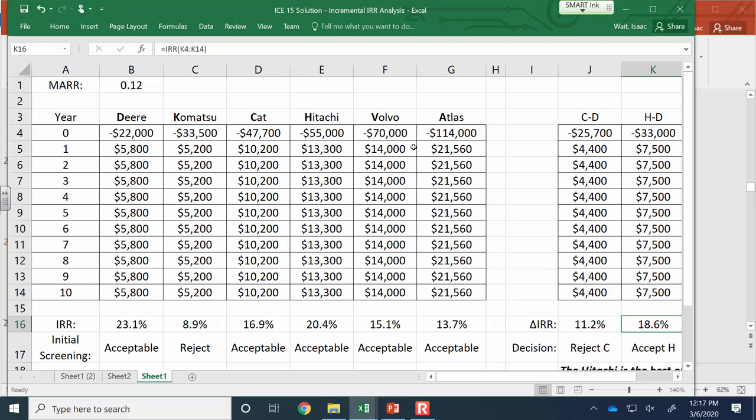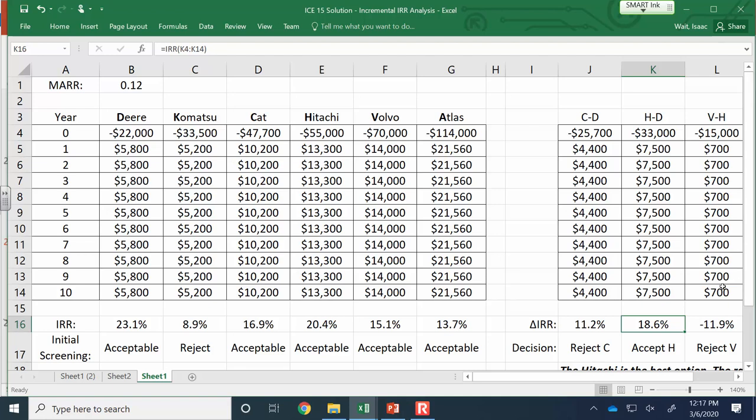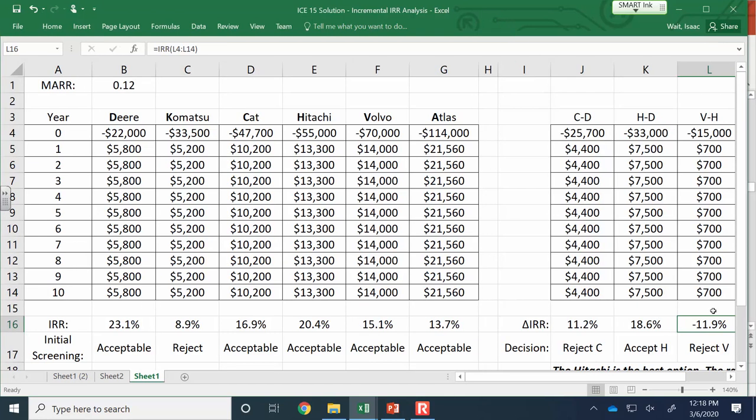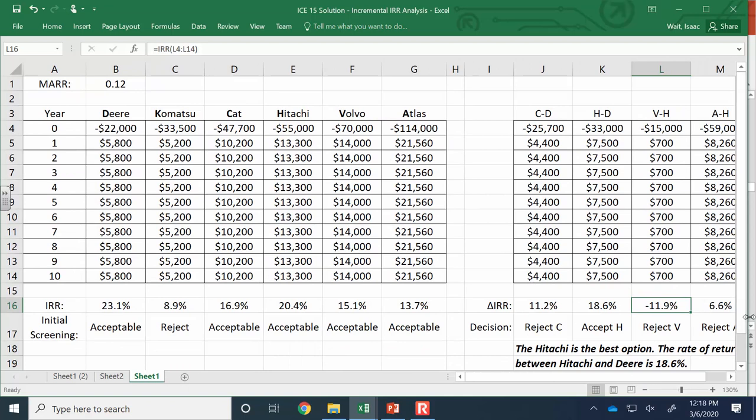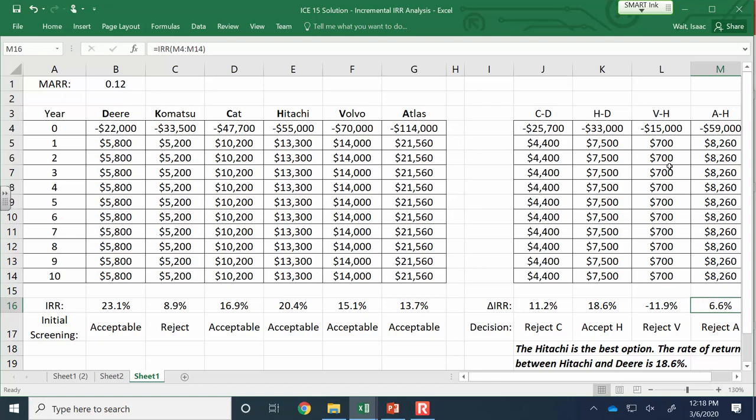So now we want to find out, can Volvo replace Hitachi? So we have the V versus H comparison. The incremental internal rate of return there is negative. So that's a no on the Volvo. And so the last comparison isn't Atlas versus Volvo because we just rejected Volvo. We want to compare Atlas to the current reigning champion of the best equipment. And what we had so far was Hitachi. So the last comparison is going to be Atlas versus Hitachi. And since the rate of return on the increment is less than the minimum being 12%, that means we reject Atlas, keep Hitachi, and Hitachi was the overall best option.